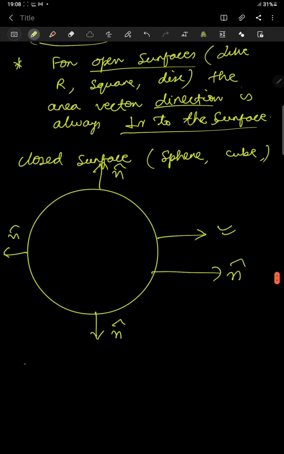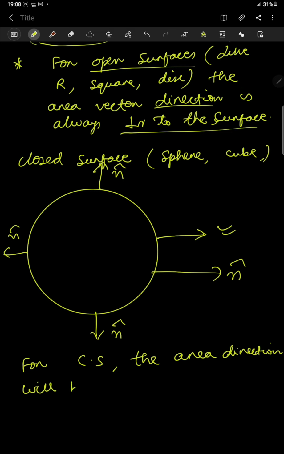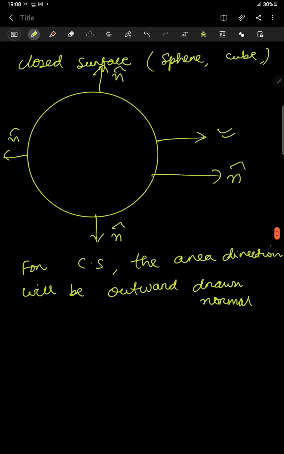So outward drawn normal for a closed surface. What I can write down is, for a closed surface, the area direction will be outward drawn normal. Okay, outward drawn normal. Suppose I consider a cube. So let me construct a cube, since many problems will come on the cube also. Let me construct a cube.